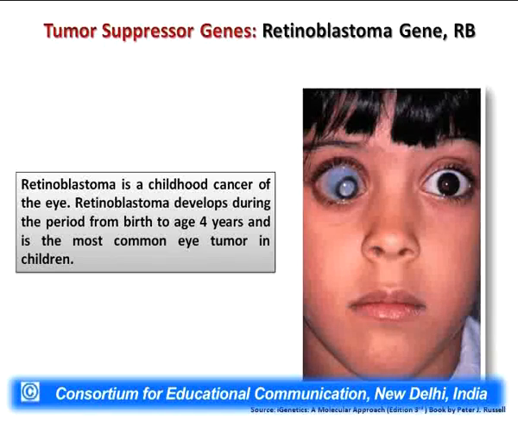Now, let me take up another example of a tumor suppressor gene, which is called retinoblastoma. If you can see the picture over here, retinoblastoma is a cancer which occurs in children in the eye, especially in the retina. This retinoblastoma develops during the period from birth to an age of 4 years, and it is a very common eye tumor found in children. If this tumor is found at a very early age, it can be treated and diagnosis is possible, but subsequently if the child develops this retinoblastoma, the treatment becomes difficult and the tumor becomes incurable.